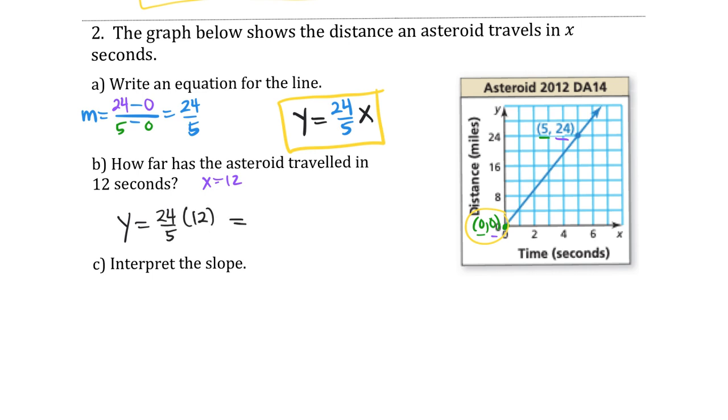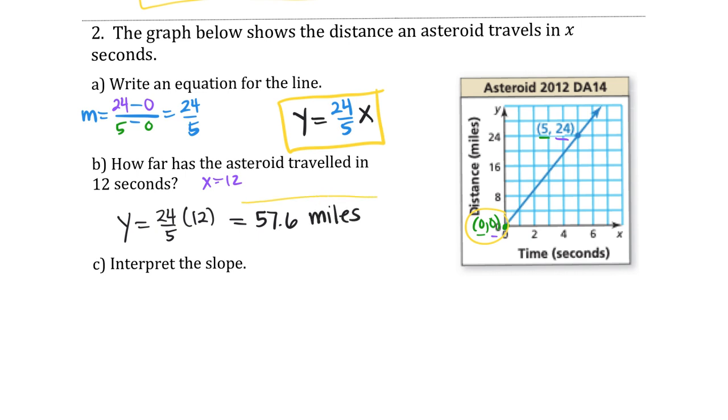Do I want to times this in my head? Absolutely not. I'm going to use a calculator and do 24/5 times 12. Okay, I got 57.6, and you can leave it as a fraction or a decimal. The units are y units. Where are the y units? The y units are miles, so 57.6 miles.